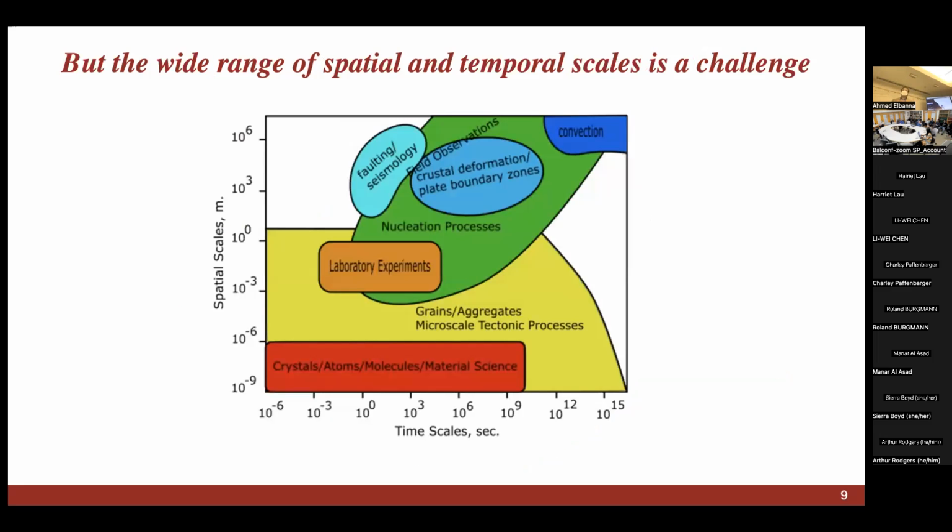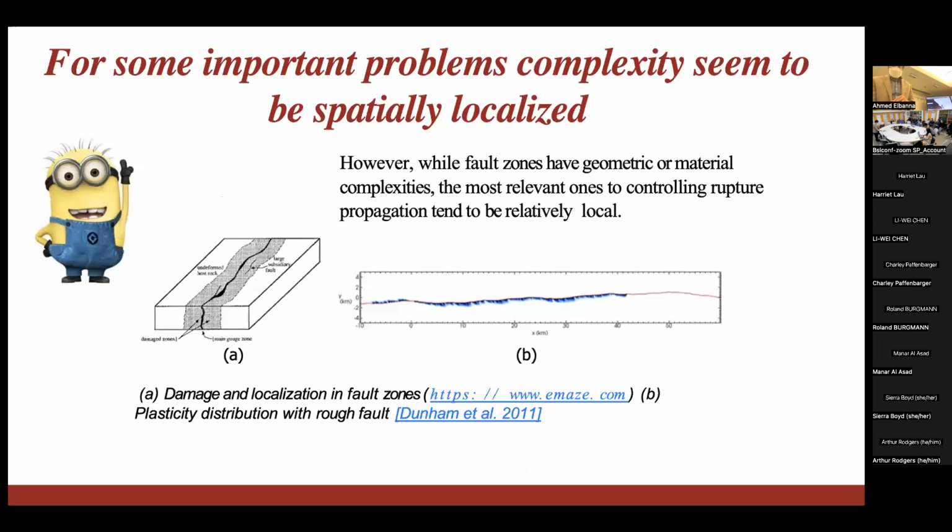But there is no free lunch here, and this problem is really highly spatially and temporally complex. There are a multitude of spatial and temporal scales that we need to cover. And so I don't promise you are going to hear the solution for all in this talk, but we focus on a specific class of problems, which turns out to be important, but also has an interesting feature. And this class of problems is characterized by the complexity being spatially localized to some extent.